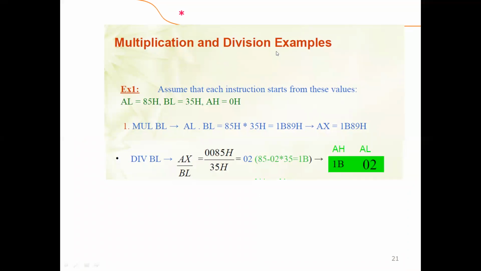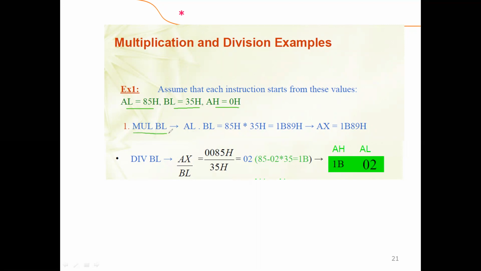Now, for example, we are having these values. AL equals 85, BL equals 35, and AH equals 00H. The instruction is MUL BL. The question will come like this: what will be the final result after execution of this instruction MUL BL? So we should know the operation of this instruction. After execution of this instruction, the content of AL will be multiplied with BL.